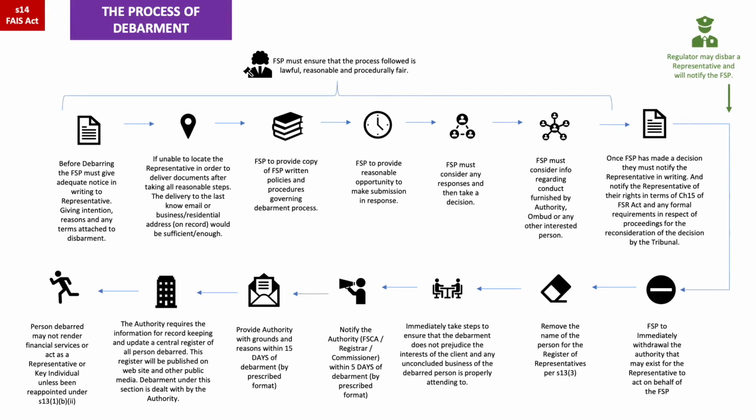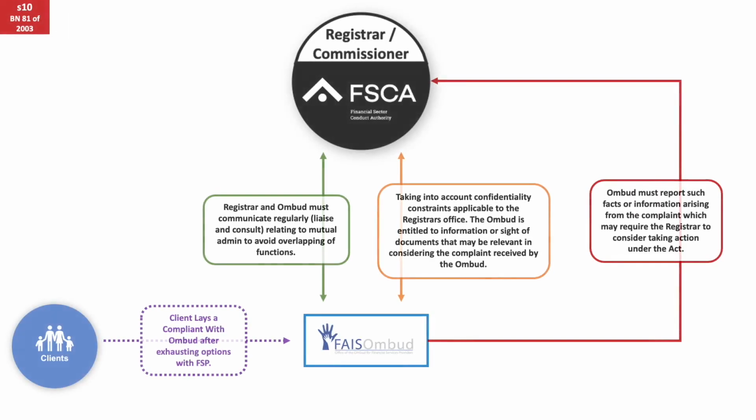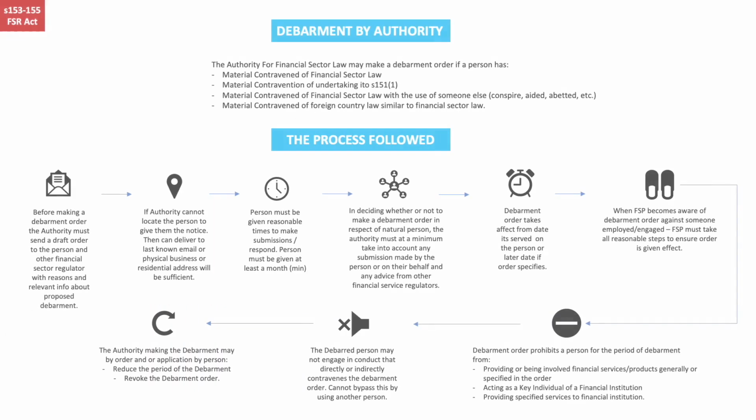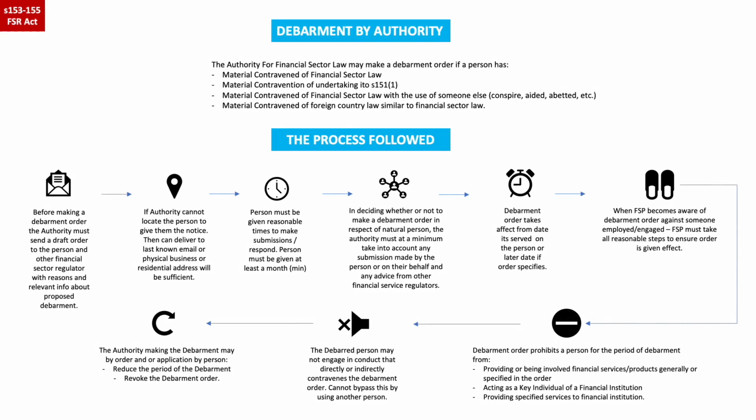Let's revise the process of debarment followed by the FSP as was discussed under Qualifying Criteria 9 of Task 8. We then looked at the relationship between the client, also referred to as the complainant, the FAIS Ombud, and the registrar, which brings circumstances to the registrar's attention, which may result in the registrar implementing the debarment process. We then looked at the circumstances and process of debarment followed by the registrar.